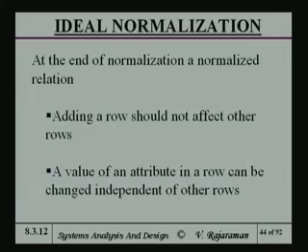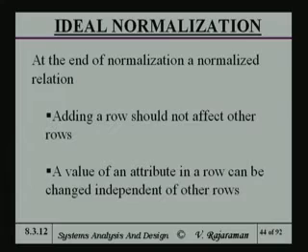Further, adding a row, that is updating the relation, should not affect other rows. In other words, whatever you add should be orthogonal to whatever already exists. A value of an attribute in a row can be changed independent of other rows. So, in other words, any particular arbitrary attribute value, if it is to be updated, you should be able to update it without having to search the entire relational database, you might say.